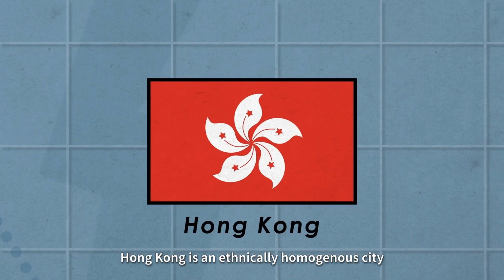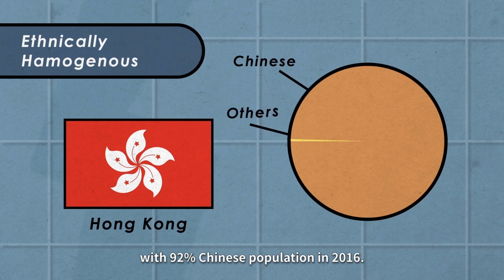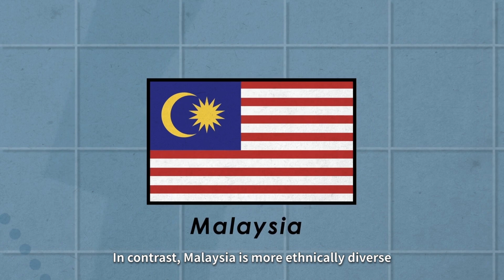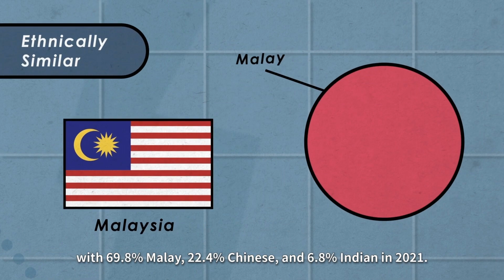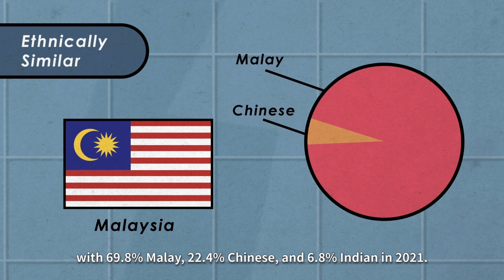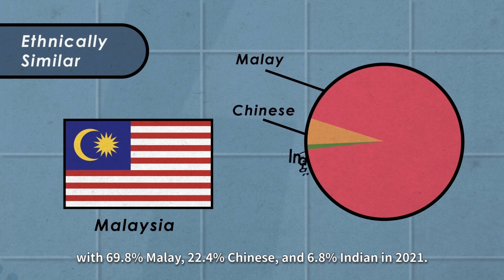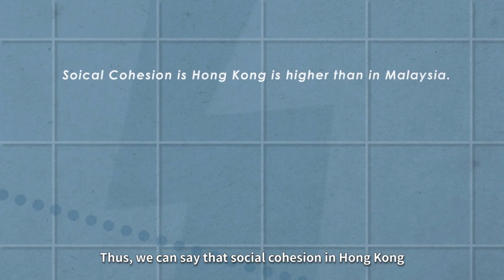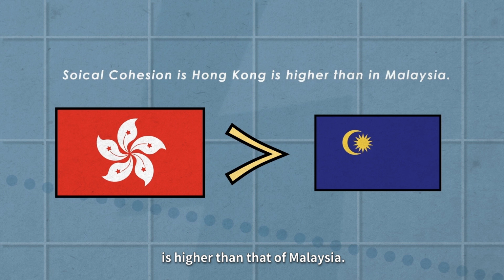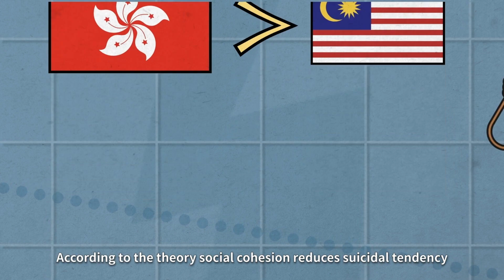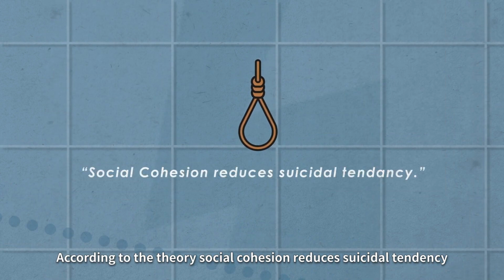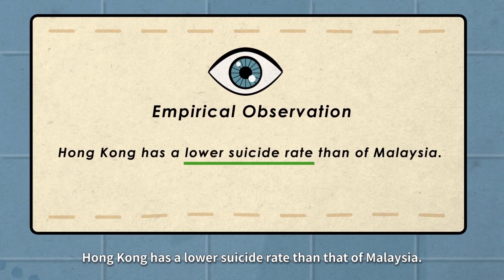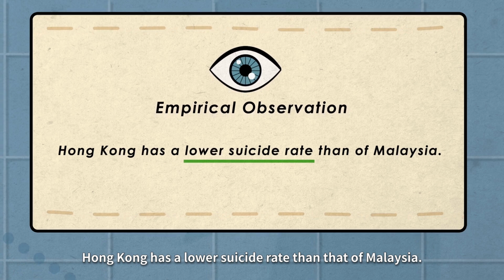Hong Kong is an ethnically homogeneous city with 92% Chinese population in 2016. In contrast, Malaysia is more ethnically diverse with 69.8% Malay, 22.4% Chinese, and 6.8% Indian in 2021. Thus, we can say that social cohesion in Hong Kong is higher than that of Malaysia. According to the theory social cohesion reduces suicidal tendency, we can derive an empirical observation: Hong Kong has a lower suicide rate than that of Malaysia.